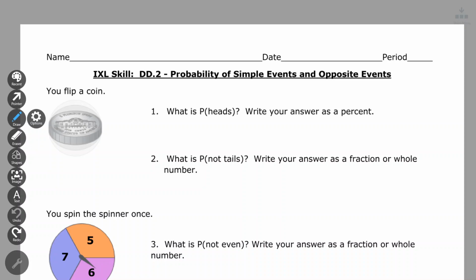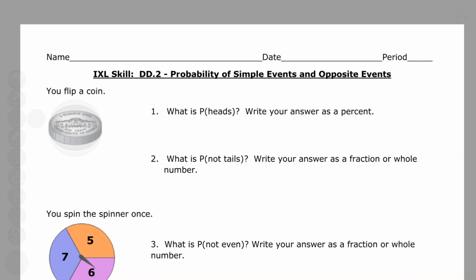Today we're going to be looking at IXL skill DD.2, finding the probability of simple events and opposite events. As you know, in DD.1, we did some things very similar to this. Number 1 says, you flip a coin. What is the probability that the coin will land on heads? Write your answer as a percent.